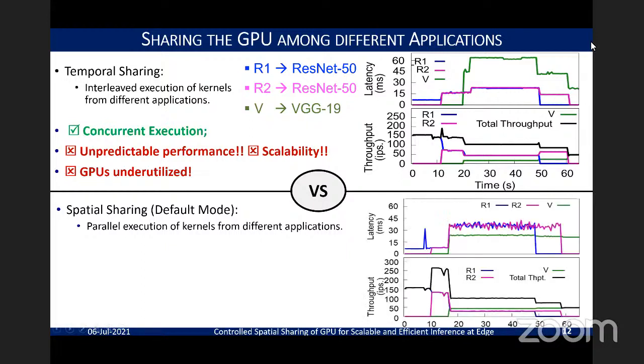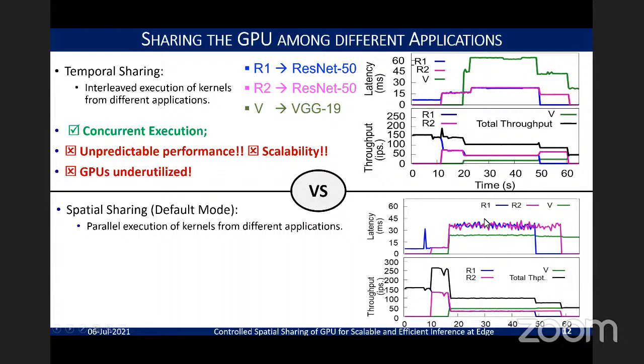Now if we conduct the same experiment in the default spatial sharing mode, we can observe that, to begin with, you had similar throughput with a single running model. And as the second model is launched, you can see that there is still variation in the latency, and the variation increases further when the third model comes up. Likewise, the throughput also varies.